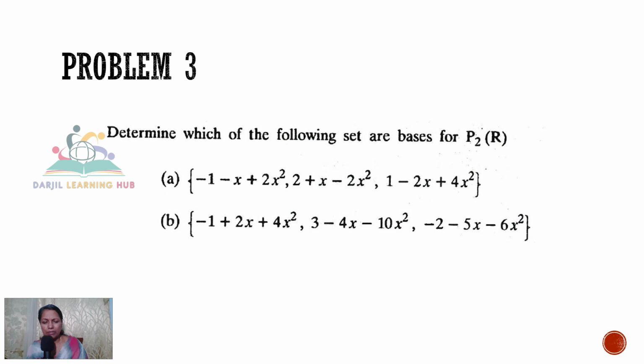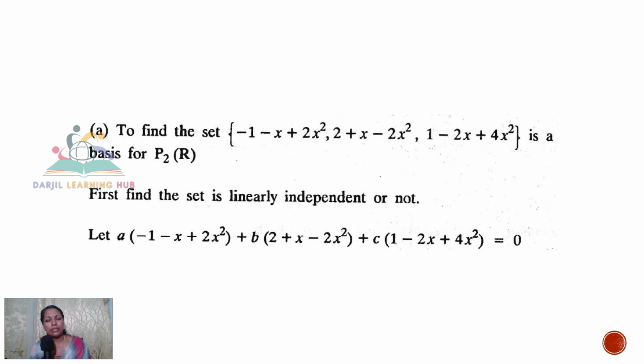Let us check whether the following set of polynomials is linearly independent or not. If it is linearly independent, we can say yes, these are a basis for P2. If not, we can say it is not. So that way, to find whether the set is a basis for P2 of R, first we find whether the set is linearly independent or not. For that we can choose A, B, C such that A into the first polynomial plus B into the second polynomial plus C into the third polynomial equal to 0.